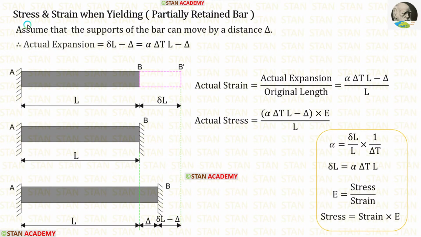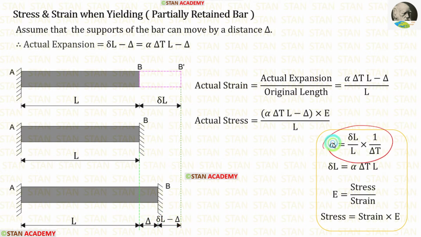Now let us find the stress and strain when there is yielding. Let us assume that the supports of the bar can move by a distance of delta. In the figure, you can see that the bar yields at a distance of delta. We know the formula for the strain, that is actual expansion by original length. This is the actual expansion. The actual expansion is equal to delta L minus delta.